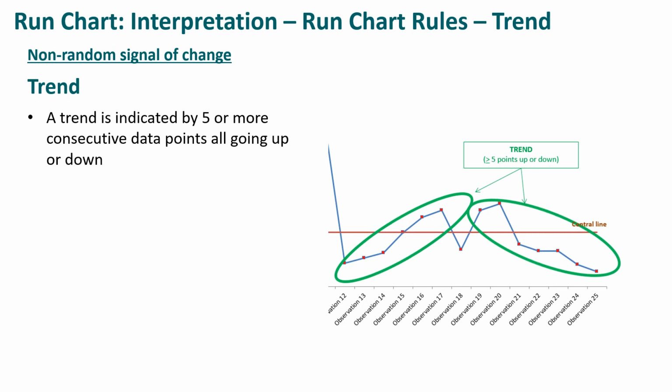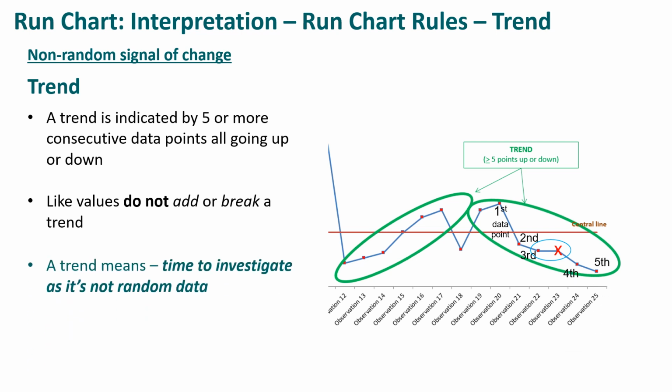So a trend, what's a trend in your data? A trend is indicated by 5 or more consecutive data points, all going up or all going down. And the median line or the center line is not important when we're deciding if we have a trend or not. Like values do not add or break a trend. So a demonstration here, we've got our first data point, second, third. The next one is actually the same as the third, so we don't count that, fourth and fifth. So this is a trend going down.